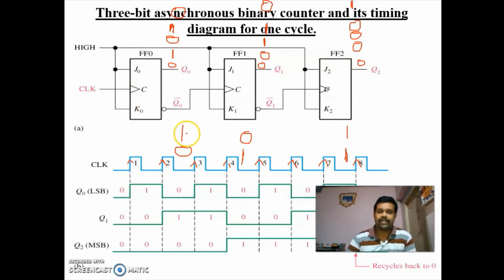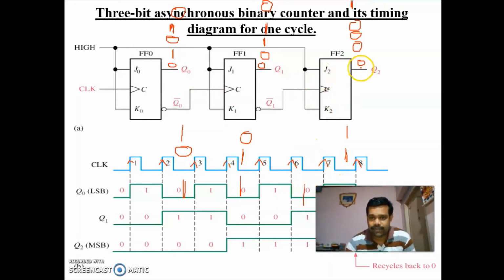During the next clock pulse, the 0 will change to 1. At that time, you are having 0 here. So this flip-flop will not conduct. So the same output 1 will be coming. Since this flip-flop is not conducting, this will also not conduct. So the same output 1 will be coming.